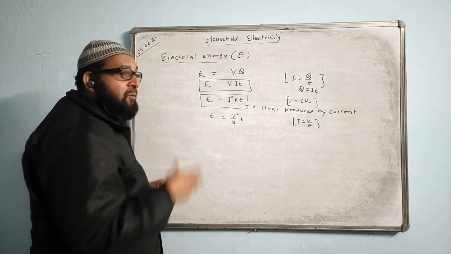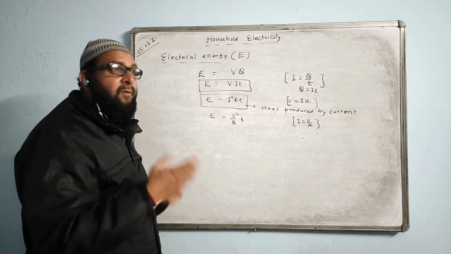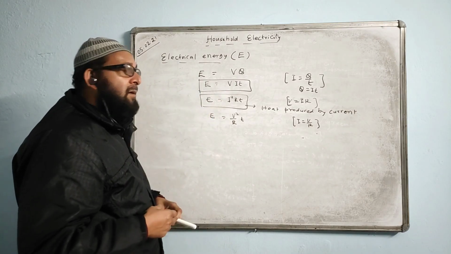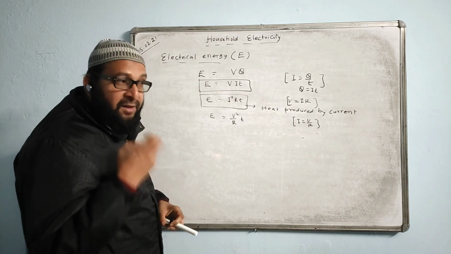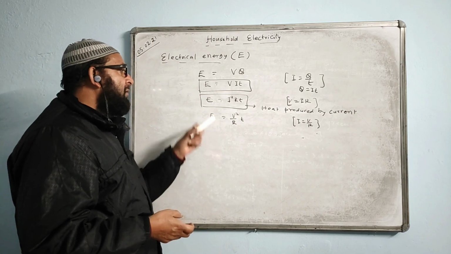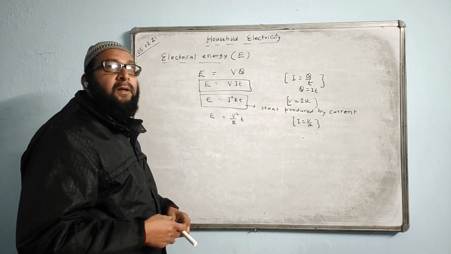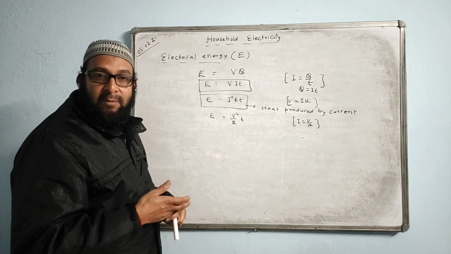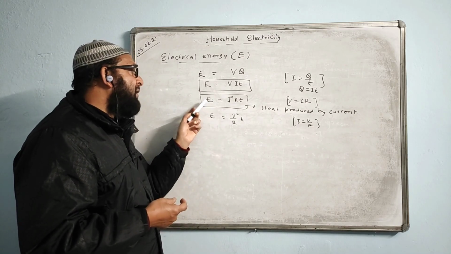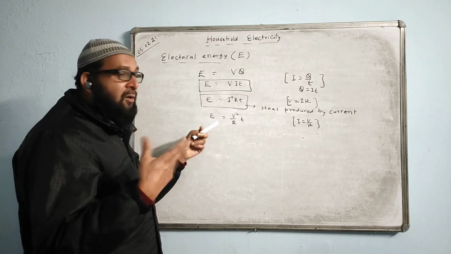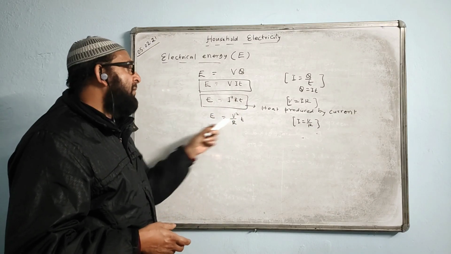So according to the questions, we have to use the formula. In questions where voltage, current and time are given, we find electrical energy this way. When asked to find the heat produced in the conductor or in the resistance, we use the formula I squared RT, where current, resistance and time will be given. And in the question where current is not given, but voltage, resistance and time are, we use this formula.